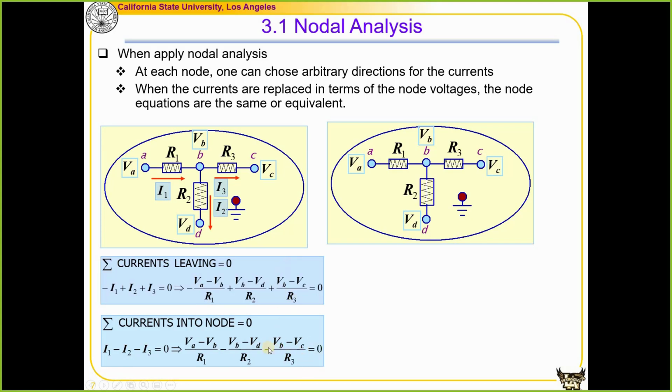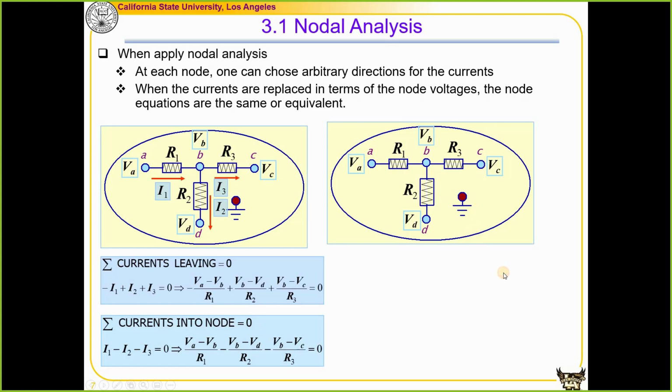So if we compare these two, they are equivalent. If you add a negative sign to the first equation, you will get the second one. So it tells us that whether you write the current leaving the node is 0 or write it as the current into the node is equal to 0, it doesn't matter.